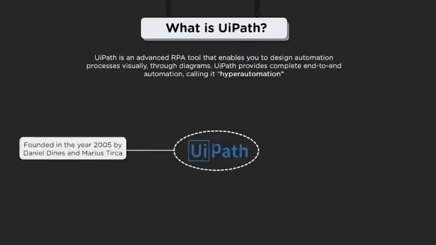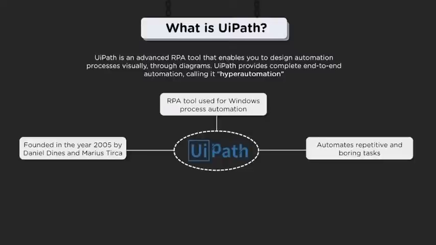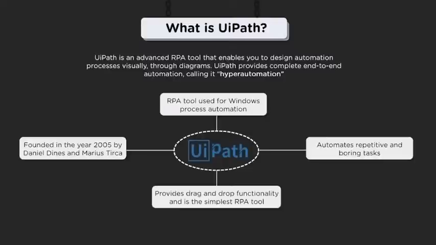It provides complete end-to-end automation, calling it hyperautomation. UiPath was founded by Daniel Dines and Marius Turka in 2005. UiPath is specially used for Windows process automation. It automates repetitive tasks. And lastly, UiPath offers drag and drop functionalities to make it easy to use.